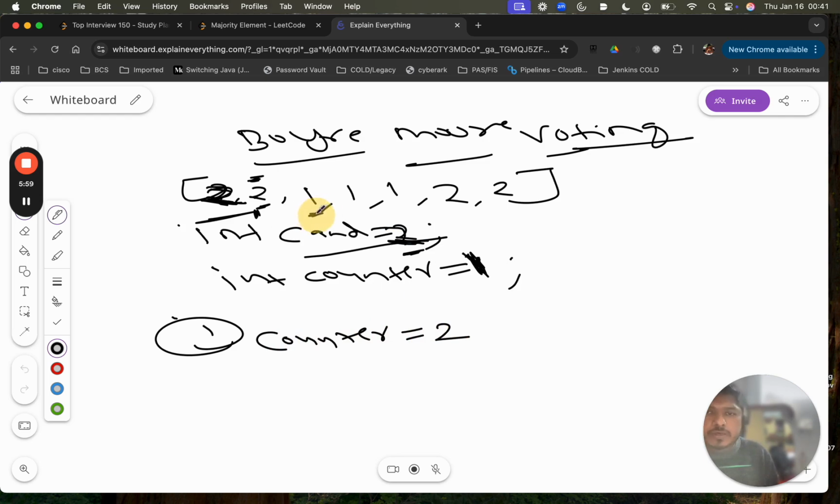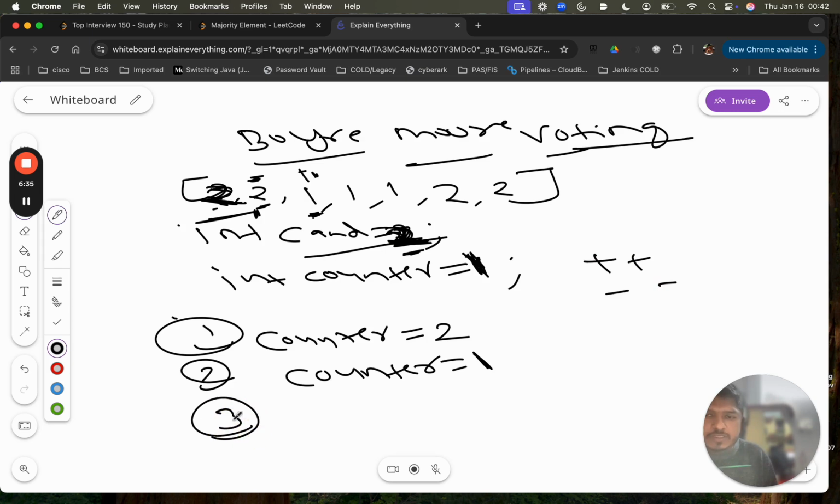Now the loop will come here. This 1 will get compared with this winner candidate. This is not matching. It means this person will lose one vote, right? If this person got 1 plus 1 votes, then this person will lose one vote from the total votes. So I'll subtract from this counter. In the second iteration, my counter will become 1. So if it is matching, I'll do plus plus, and if it is not matching, I'll do minus minus, right?